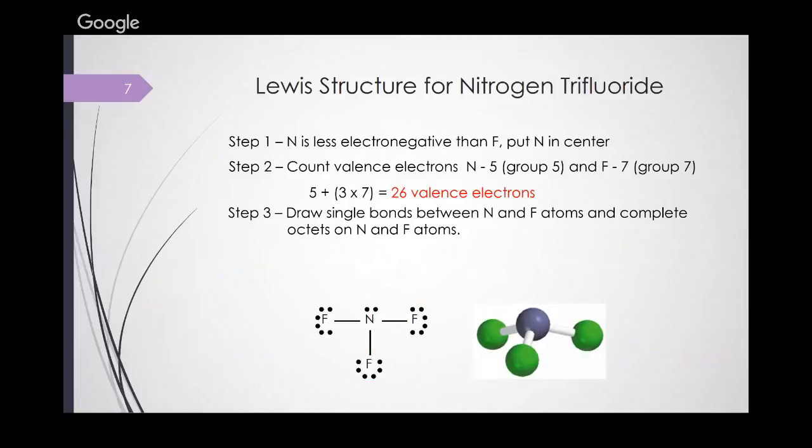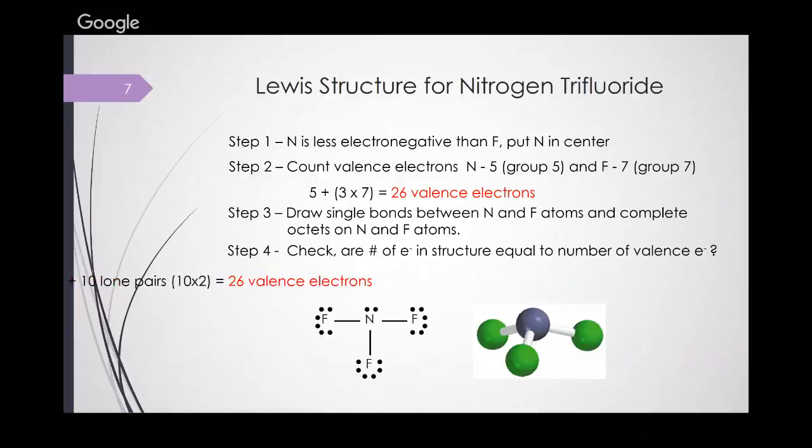If we do a final electron count, we notice that, yes, indeed, our single bonds, which is each of the lines, we have 3 of those, times 2 is 6, plus the 10 lone pairs. 10 lone pairs means 10 pairs of dots, so that's 20, to add up to 26 valence electrons. So this is the correct structure for nitrogen trifluoride.